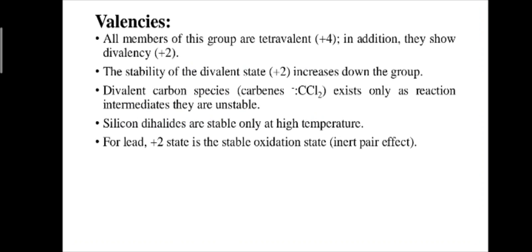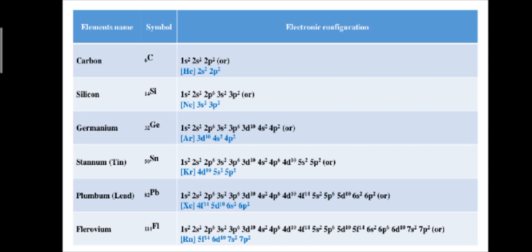Valencies. All members of this group are tetravalent, that is, all the members of the carbon group elements show the +4 oxidation state. In addition, they show divalency, that is the +2 oxidation state. The stability of the divalent state, that is the +2 state, increases as we move from carbon to plumbum, that is lead, because of the inert pair effect.